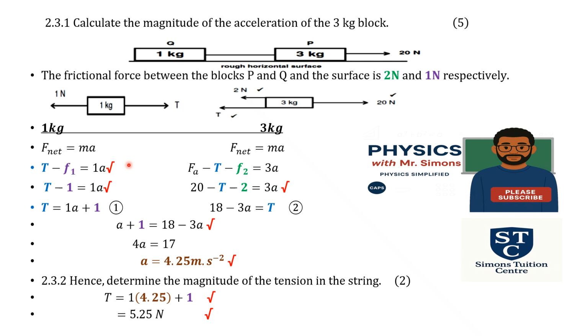So 1 mark there for creating my equation for the 1 kg. Another mark for correct substitution. Then 1 mark for creating my equation for the 3 kg. Equating the two, another mark, so that gives me 4 marks. And then getting my final answer for acceleration, 5 marks.